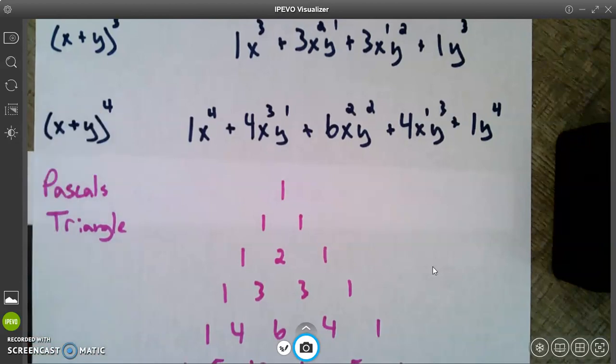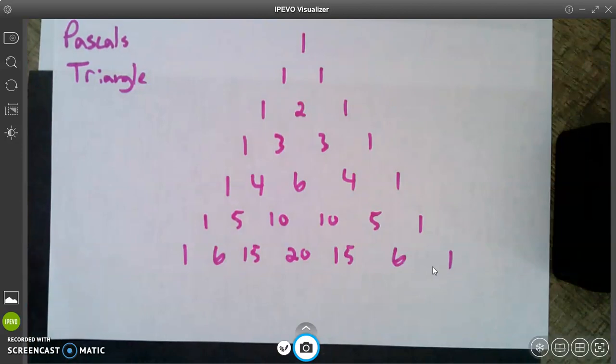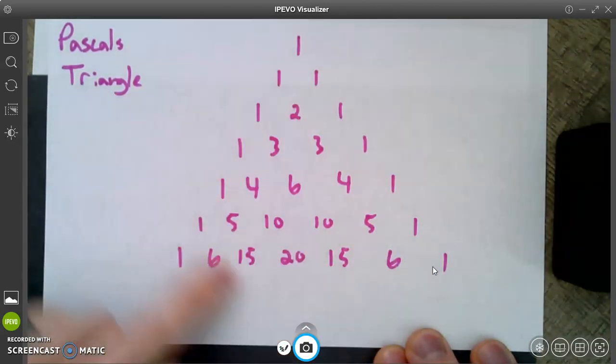Oh my word, I could do that, but I'd have to go down to the 50th row of Pascal's triangle just to get those numbers. Okay, so what we can do, there's a branch of mathematics called combinatorics that talks about what's called the counting principle and combinations and permutations, and it's used a lot in probabilities. But we can use this idea of combinatorics to find specific terms in Pascal's triangle.